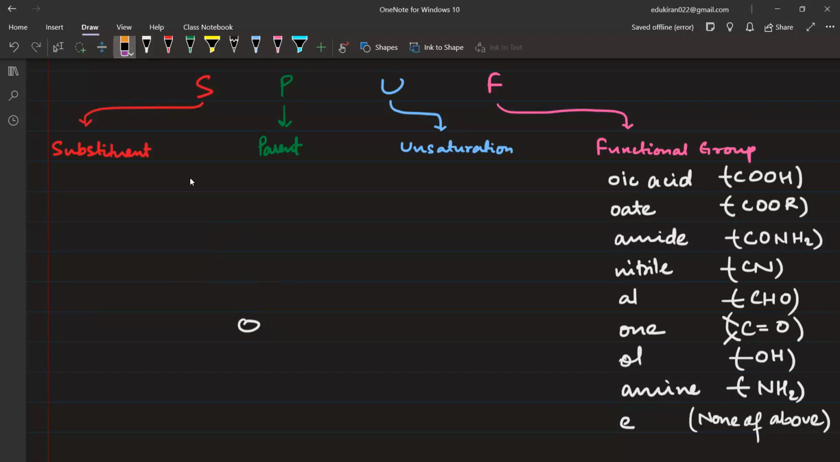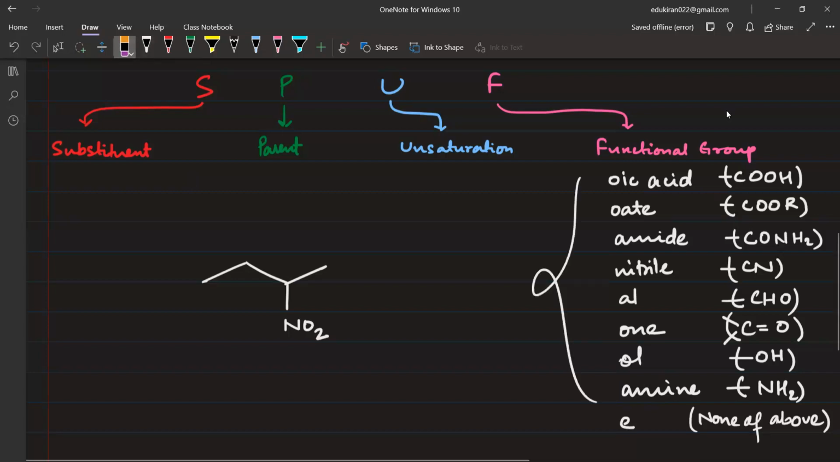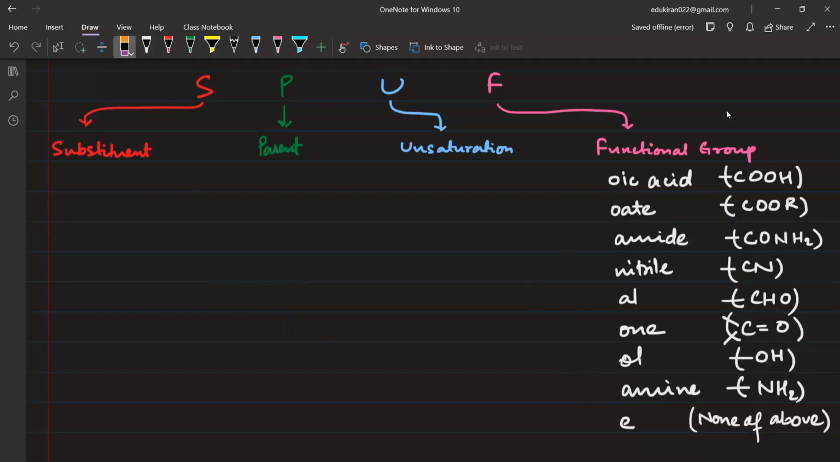Let us suppose you have something like this. Now tell me what is the functional group? What is the functional group now? Come on, say it quickly. E. Yes. What will it be? NO2 is here. NO2 is not a functional group, so what will it be? We will write E. What do we write in place of functional group? E. Okay.